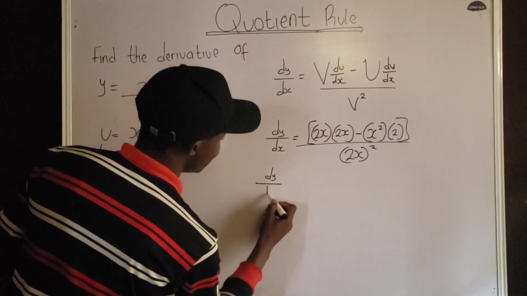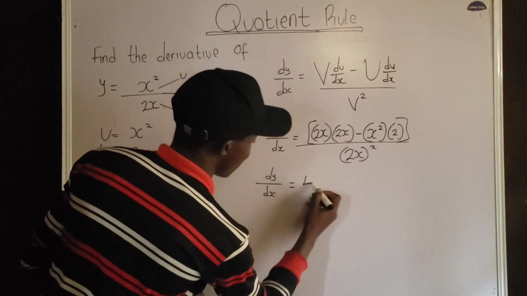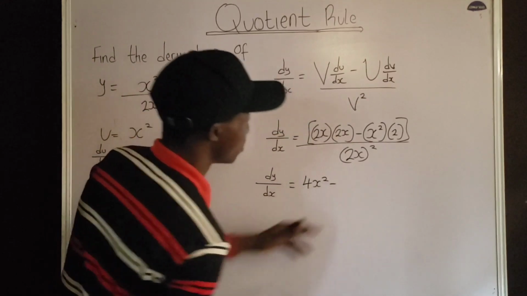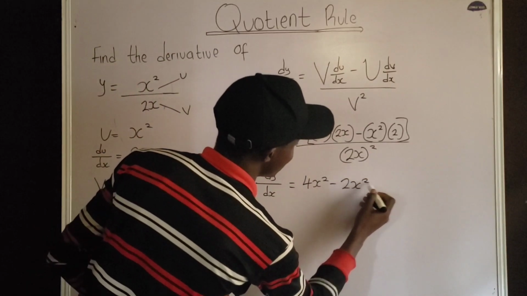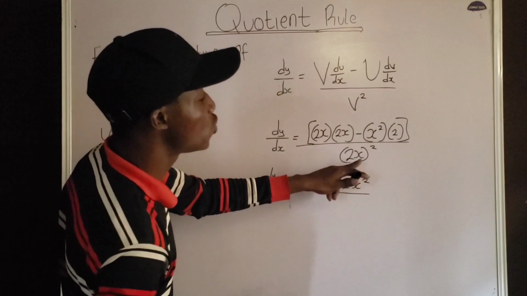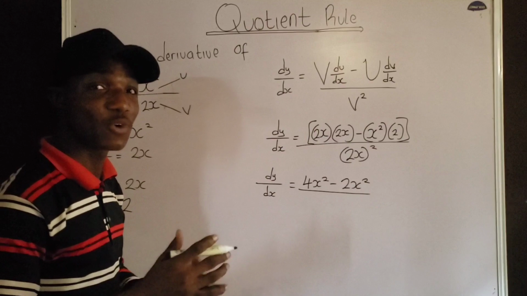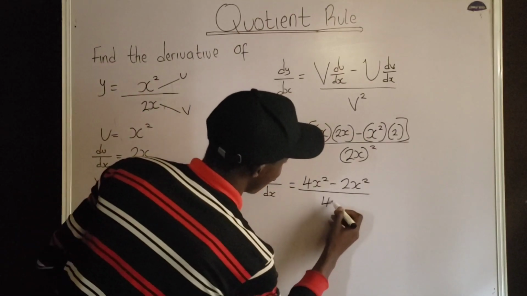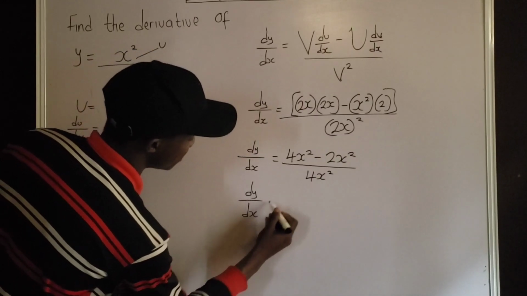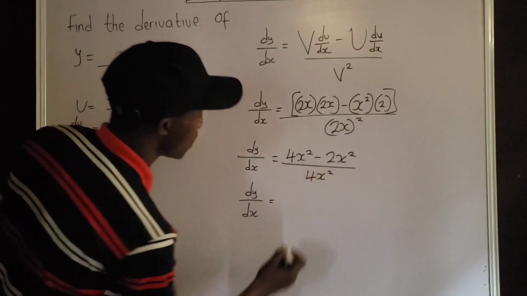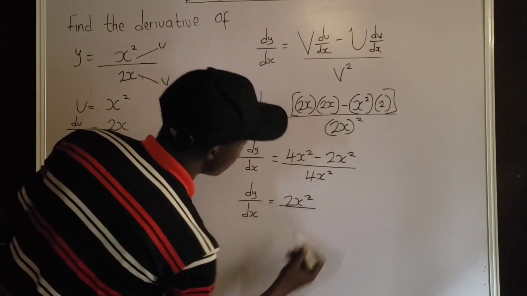dy all over dx is equals to 2x multiplied by 2x. That is 4x squared. So I'm going to have 4x squared minus x squared multiplied by 2. That is 2x squared, all over. If you square 2x, that is 2x multiplied by 2x, and that will give us 4x squared. So this will be 4x squared. dy all over dx is equals to 4x squared minus 2x squared. That is 2x squared, 2x squared all over 4x squared.